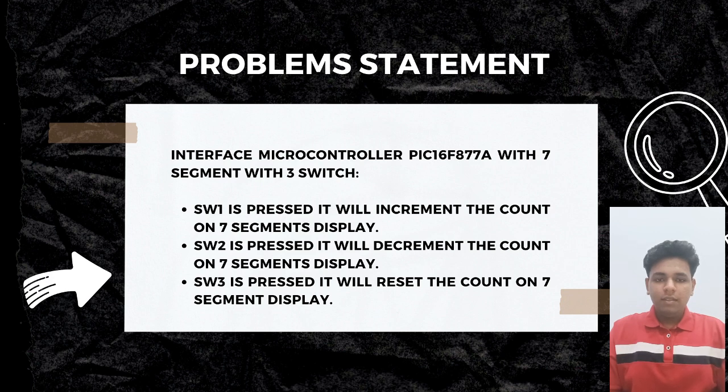When switch 1 is pressed, it will increment the count on the 7-segment display. Next, when switch 2 is pressed, it will decrement the count on the 7-segment display. And last but not least, when switch 3 is pressed, it will reset the count on the 7-segment display.